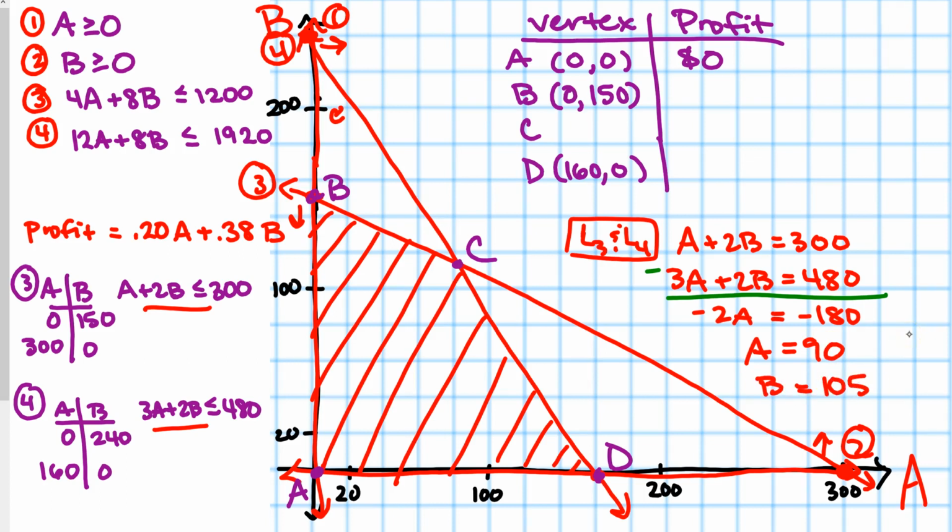Now let's look at the graph. Does that seem right for point C, that it could be at 90, 105? That seems logical that it could be. I didn't use a ruler.